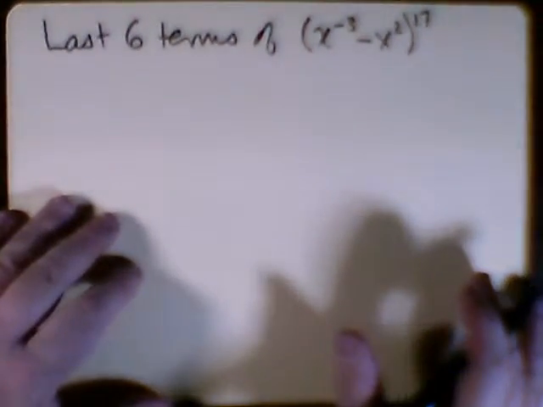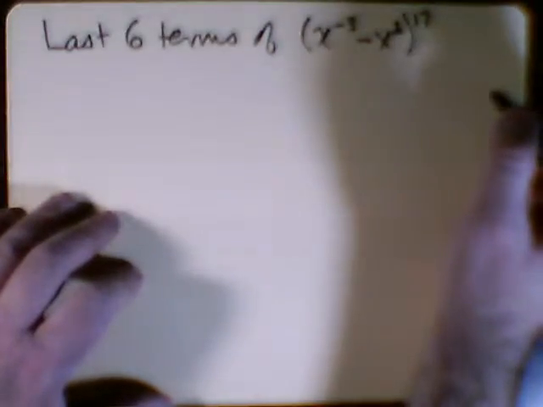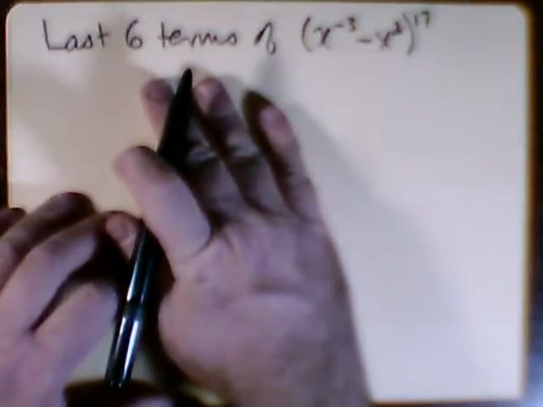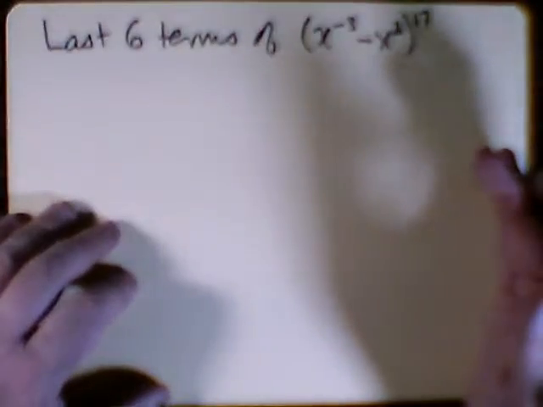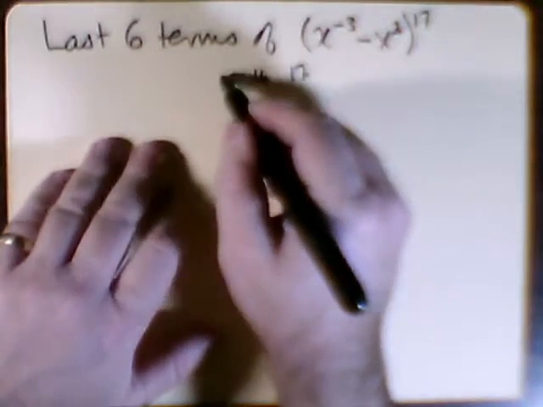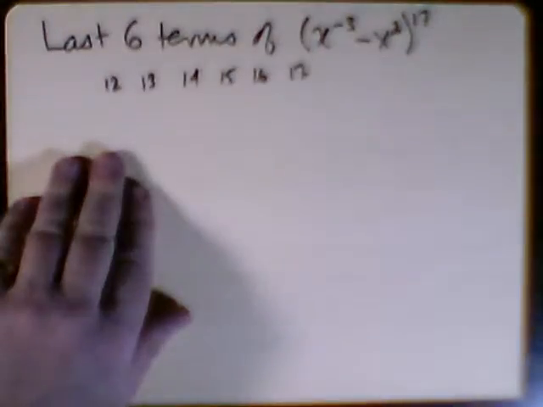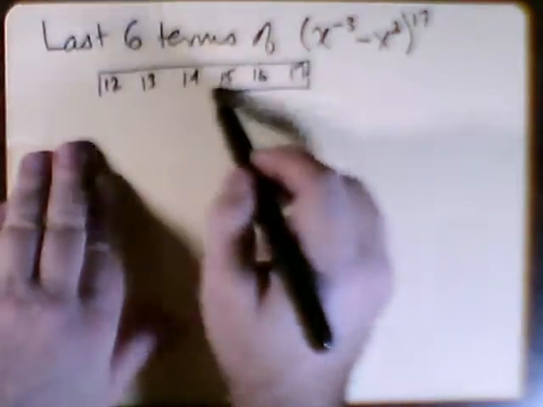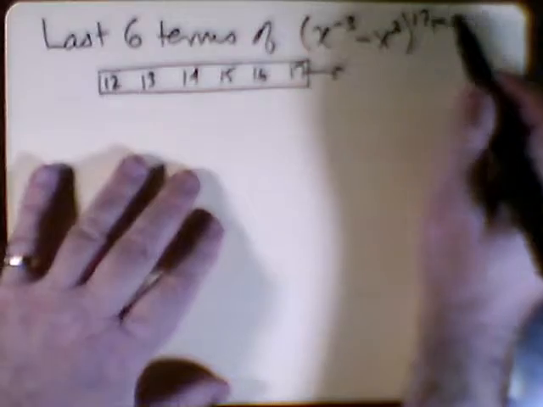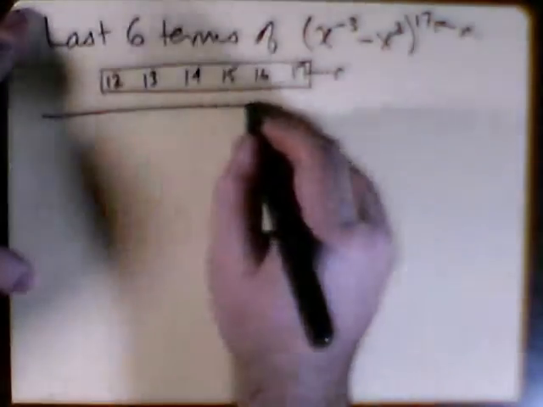Okay? So we can see that that's going to be a respectably large, or long at least, polynomial. But we don't want every term. We only want the last six terms. So that means we have to work from n choose n backwards six times. So we want 17, 16, 15, 14, 13, that's 5, down to 12. These are our values for r. 17 is the n, if you look at it that way.